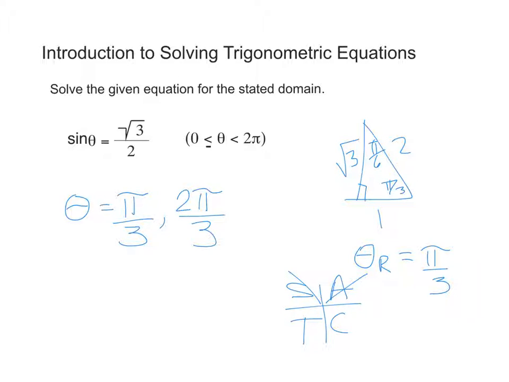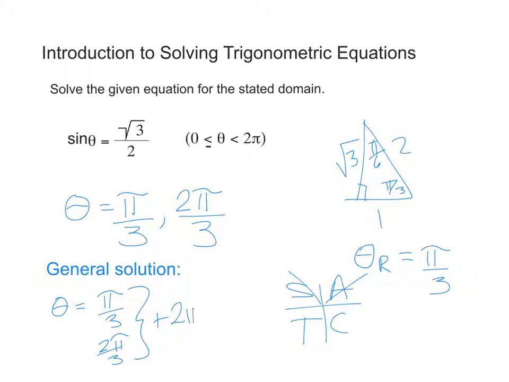And also, sometimes you're asked for a general solution. So what are all of the angles that have a sine of root 3 over 2? All we need to do for the general solution, take those two that we found, and I'm going to list them one on top of each other, because then I'm going to say plus 2 pi n. And I will also want to say that, I'll put it down here, n is an integer.